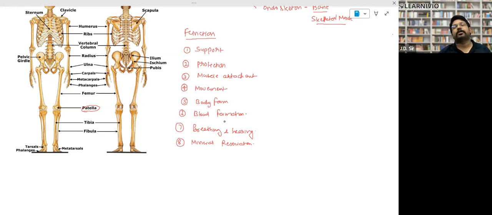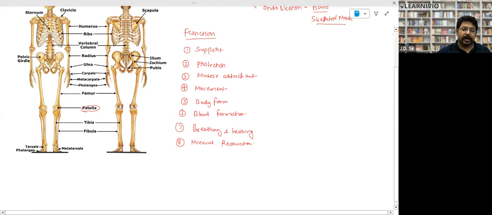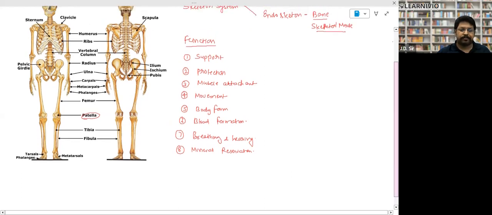And they are responsible for blood formation. Yes, blood formation takes place in the bone marrow, which is found inside the bone. They help in breathing, intercostal muscles, right? We have seen that this bone cage helps in breathing, and they are also the site for mineral reservation, because the extra minerals found in our blood are deposited inside these bones. So they are also the site of deposition of minerals.